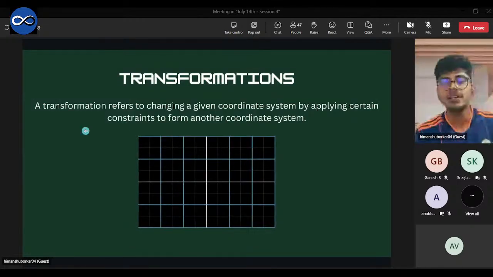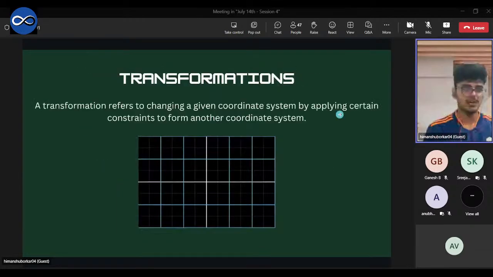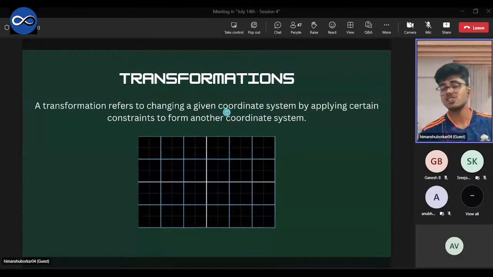Okay, transformations. Okay, so any doubts you can just send it in the chat. Transformations. What do you mean by transformations?